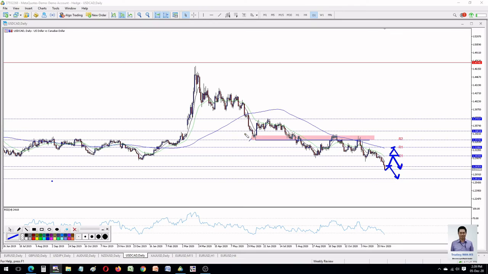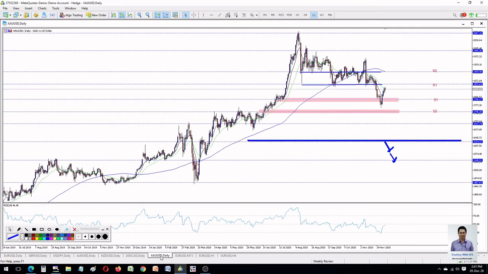As long as the price is under here, we will sell, and if the price is still under here, we will still sell it, because this is the most important support resistance line for the chart. So we go to gold.